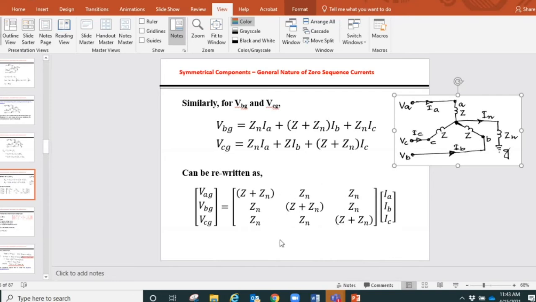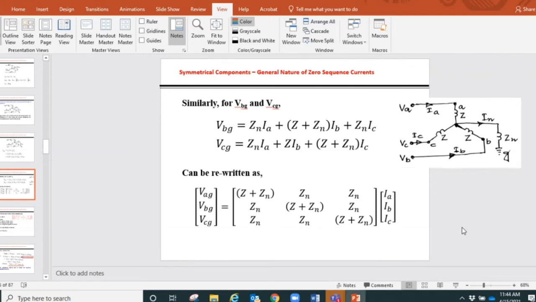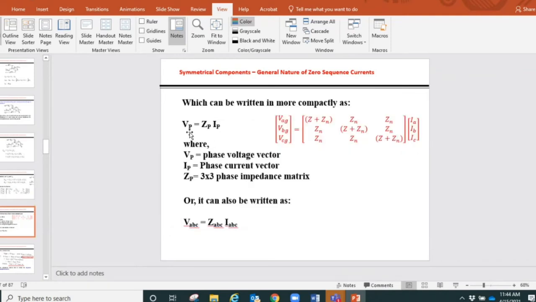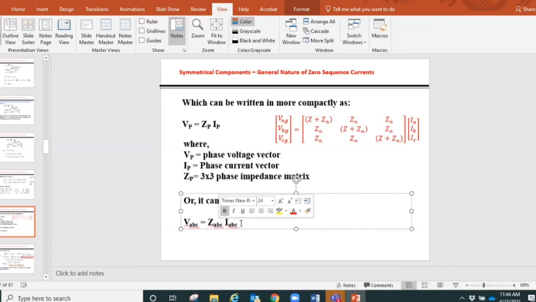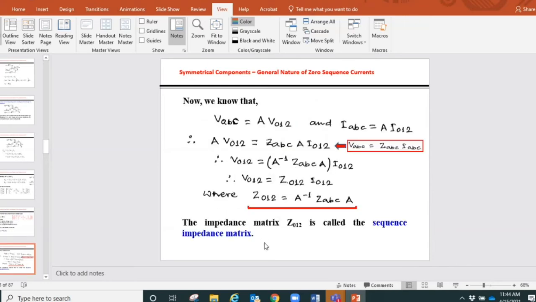When it comes like that, we need to do some more manipulation. As V is equal to IZ, we can say phase voltage is equal to phase impedance times phase current. So the phase voltages are here, phase currents are here. This is the phase impedance matrix. So for three phase, we can write down the simple equation just like that: three phase voltages, three phase impedance, three phase currents. We can also write it like that.